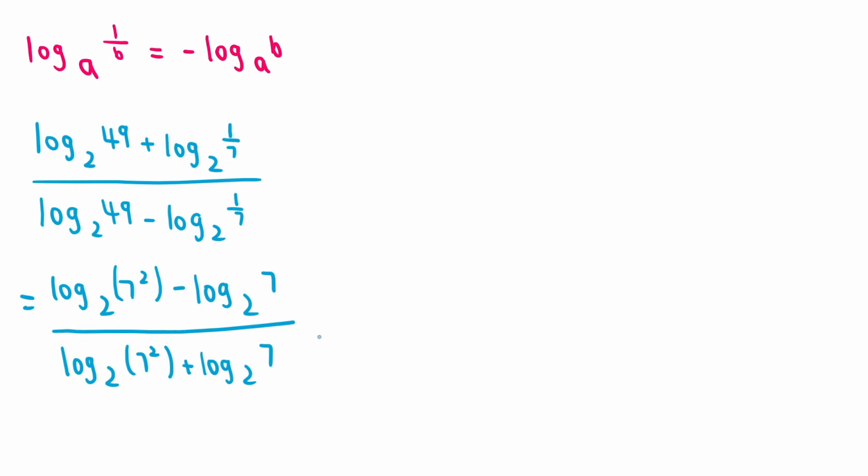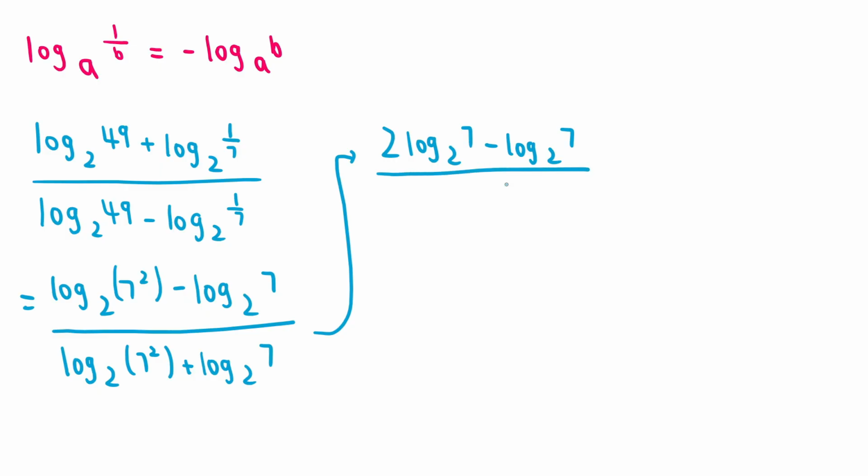If we apply the power rule of logarithms, log base 2 of 7 squared is equal to 2 times log base 2 of 7. The minus log base 2 of 7 in the numerator stays the same, and all of this is divided by 2 times log base 2 of 7, which comes from the log base 2 of 7 squared term in the denominator, and the plus log base 2 of 7 stays the same.